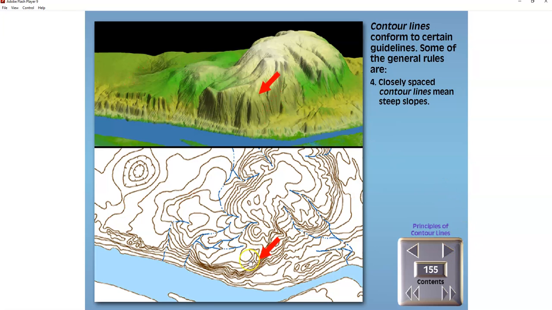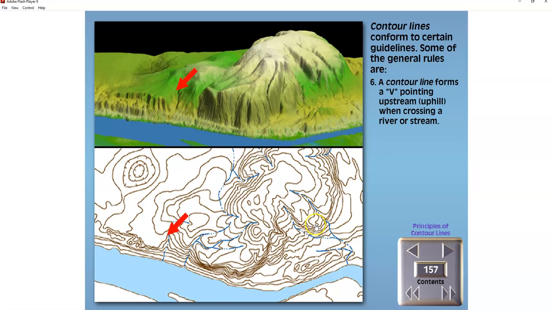4. Closely spaced contour lines mean steep slopes. Right, so you can see here you have a steep, almost kind of like a cliff, but it's a very steep slope, and notice the contour lines are very packed together to indicate a steep slope. 5. Hills are shown with concentric, closed contours. So when you have a circle in a circle in a circle, it doesn't have to be a perfect circle or oval. Anything where you have these closed contour lines, one inside the next, that indicates a mountain or a hill.